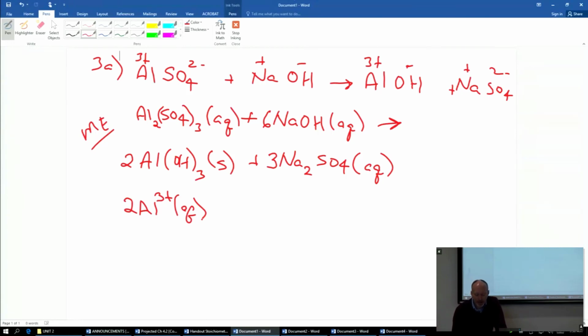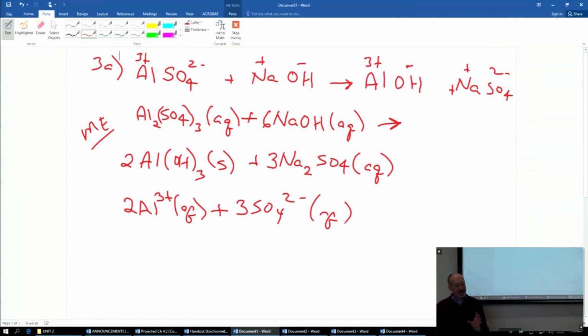Now, I need to break up the sulfate. The subscript on the sulfate becomes his coefficient, 3SO4 2-, and he's also aqueous. Note that I still maintain full mass balance. I had 2 aluminums before, I've got 2 aluminums now. I had 3 sulfate before, I still have 3 sulfate. Notice my original charge was neutral, and so the charge of these 2 pieces better be neutral. 2 times plus 3 is plus 6, and 3 times minus 2 is minus 6, so my charges are balanced.